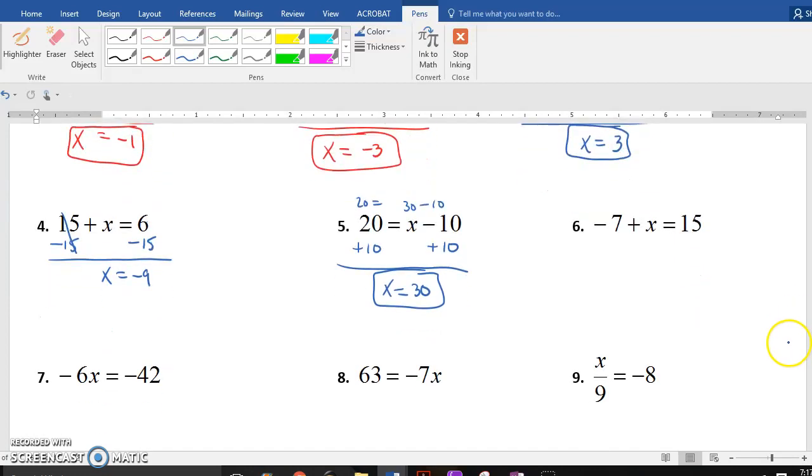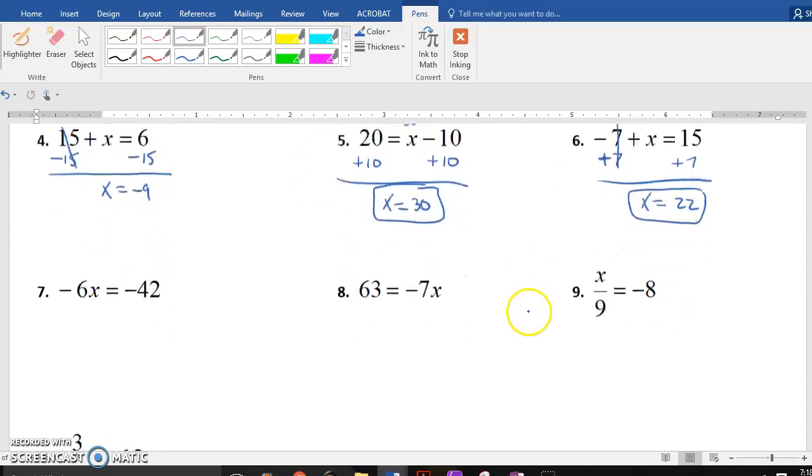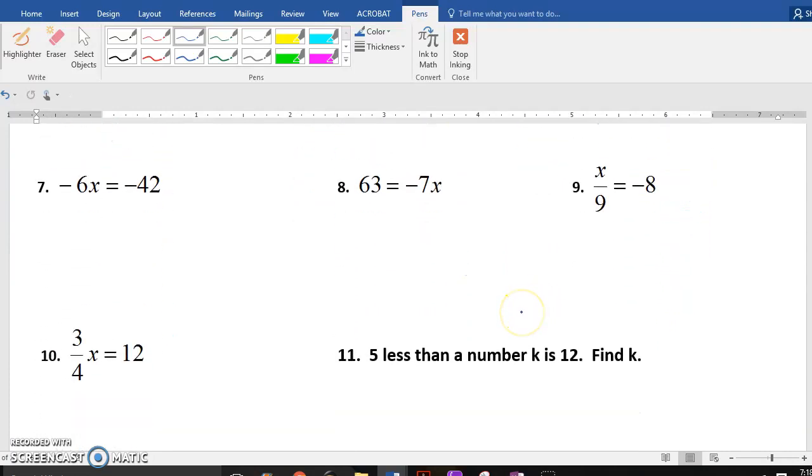Now number 6, this one's a little different. Although these are linked by addition, if I just subtract 7 here, negative 7 minus 7 is negative 14. I have to use the opposite of negative, which is plus. So now these add up to 0. And what did I do to the left side? I added 7. So I add 7 to the right side. X is equal to 22. So 1 through 6, we're using inverse operations of addition and subtraction.